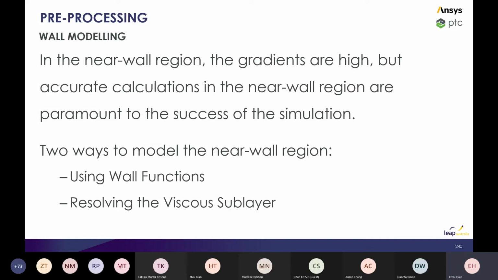In the near wall region, the gradients are high, but accurate calculations in the near wall region are paramount to the success of the simulation. So the two ways to model the near wall region are either using wall functions or resolving the viscous sublayer. This is both with using the k-omega model or the k-epsilon models.